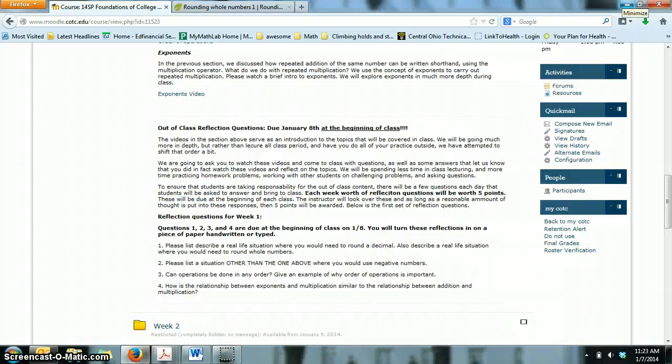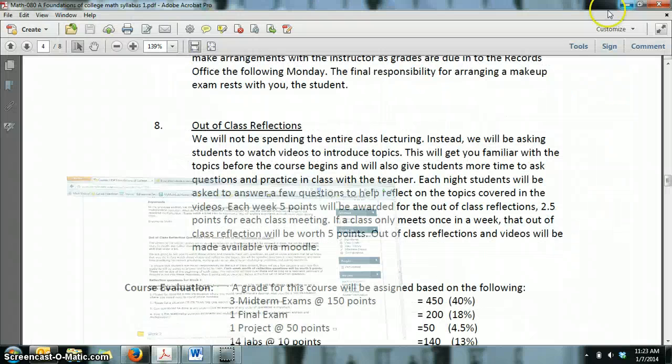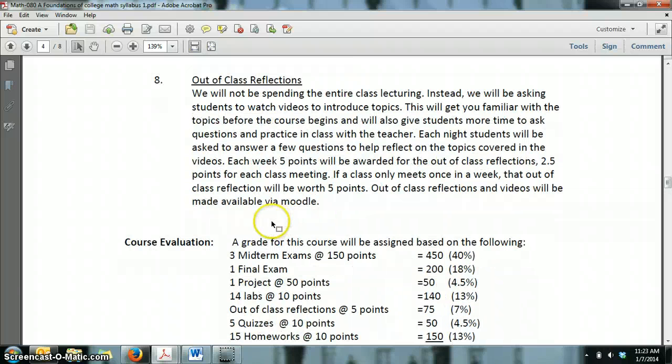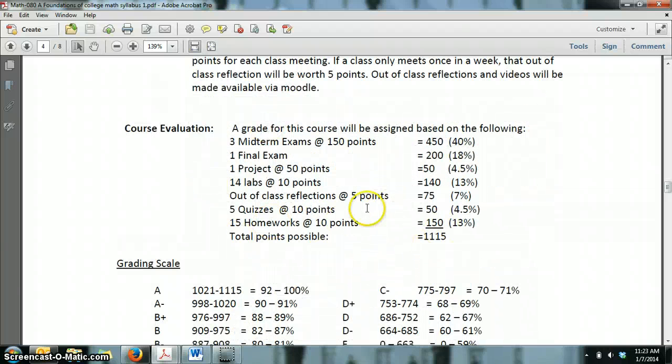I'm going to include that in the email as well, but that's really important. So the out-of-class reflections are a big part of the grade. 2.5 points for each one if there are 2 during the week. Since we only have one of the out-of-class questions this week, that one is worth 5 points. So make sure you pick up your first 5 points in this course, just turn in those questions and watch those videos. Here's the breakdown of the points.